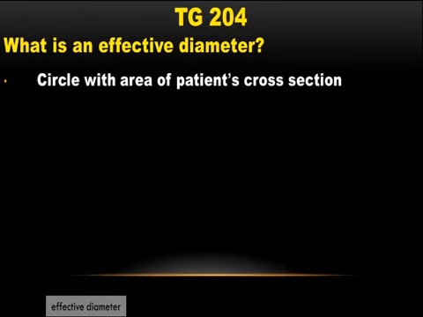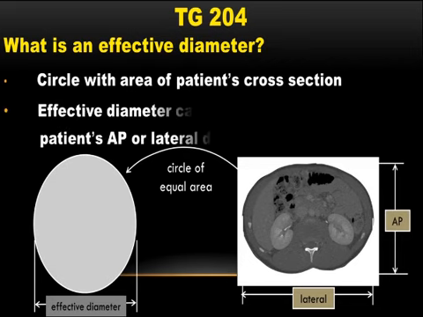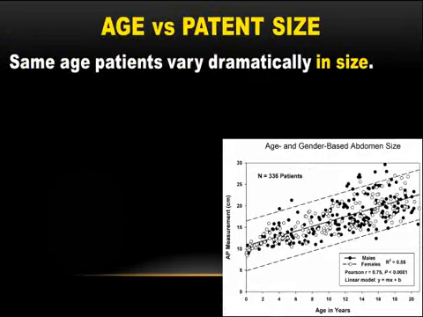What's the effective diameter that occurred in those plots? Well, the effective diameter is just a circle that has the same area as the patient's cross-sectional area, which we can calculate if we know both the AP and the lateral dimension of the patient.